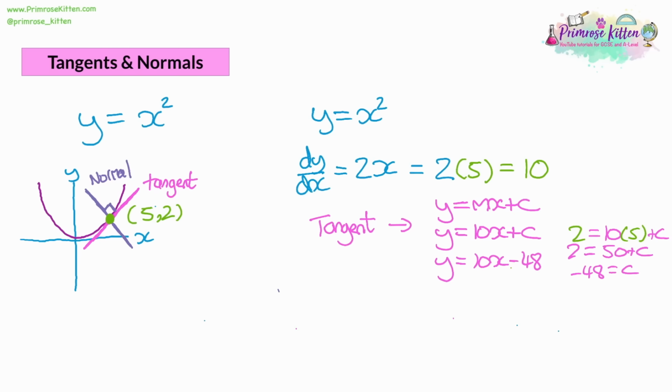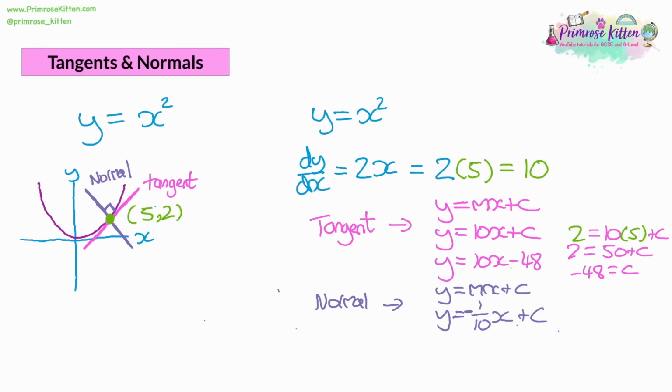We can use a similar method for the normal. So again, for the normal, we know it's going to be y equals mx plus c. It's a straight line, and we know what the gradient is. The gradient is negative 1 over 10, so y equals negative 1 over 10x plus c.